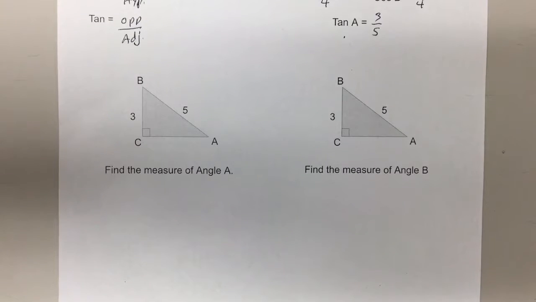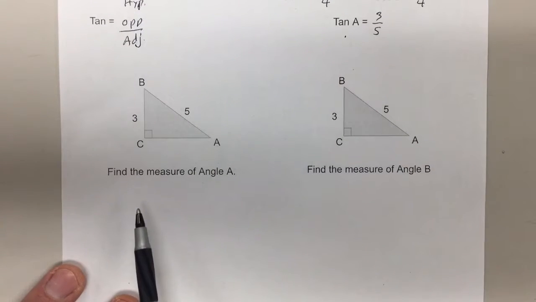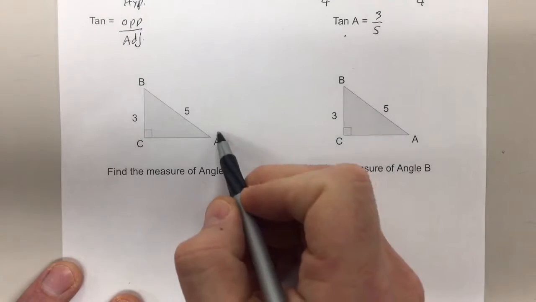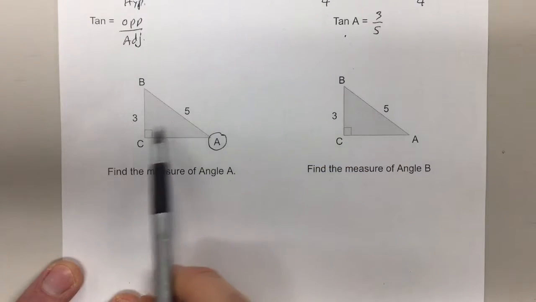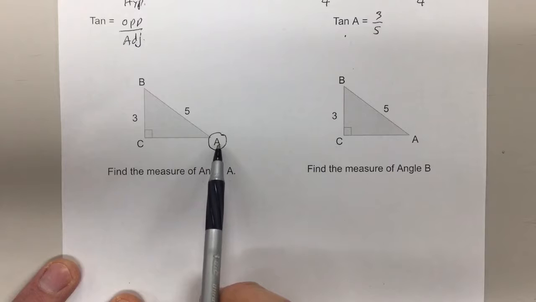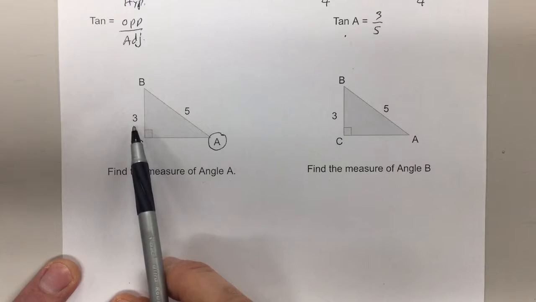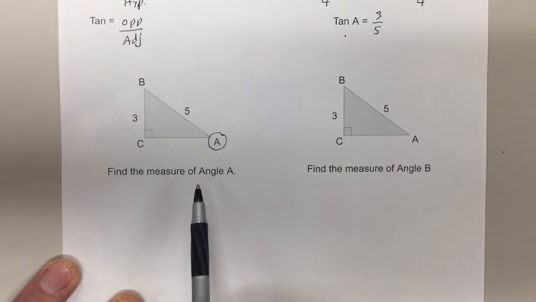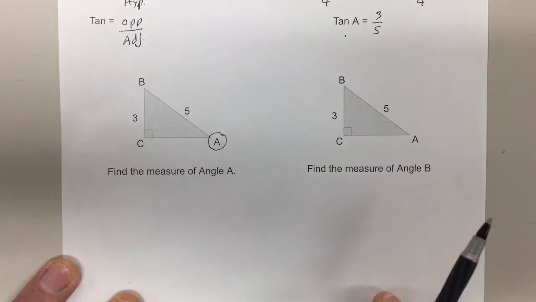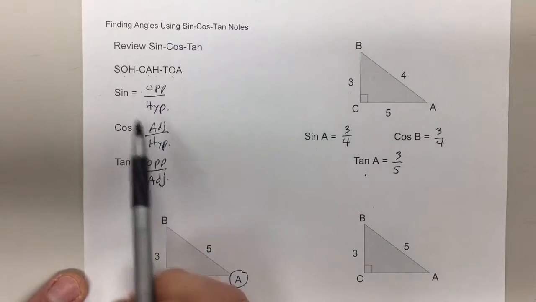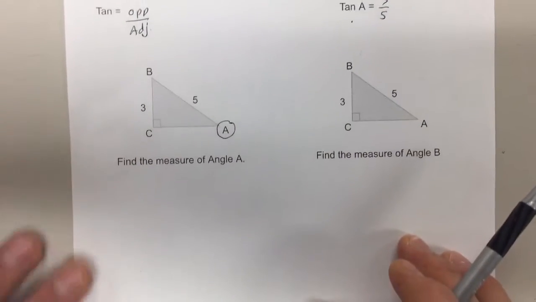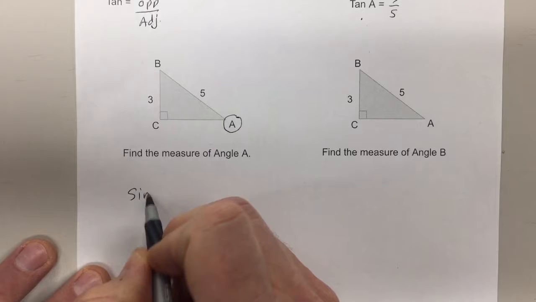Now, using this information to find an angle would be as follows. Find the measure of angle A. So I'm interested in this angle. I have to look at the information that is given to me in the triangle, and you'll notice that I am given 3, which is the opposite side, and 5, which is the hypotenuse. So I need to figure out which trig function, sine, cosine, or tangent, uses opposite and hypotenuse. Well, sine uses opposite and hypotenuse. So to find angle A, I'm going to use the sine function.